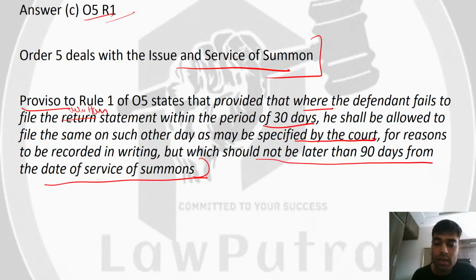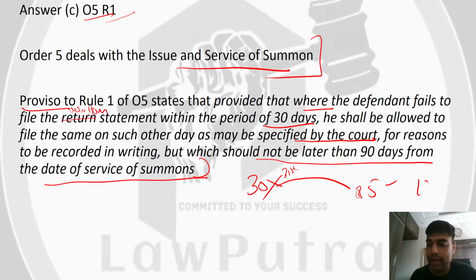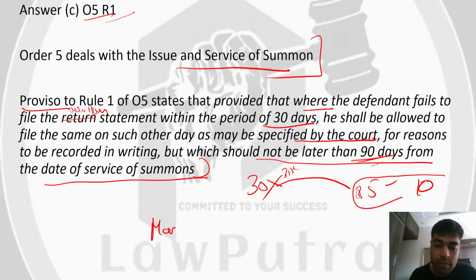That means if within 30 days he is not able to file his written statement, then the court can give him certain time, let's say 5 more days from the 31st day, or 10 more days. But these days cannot exceed 90 days. So a maximum of 90 days can be given to that person to file a written statement.